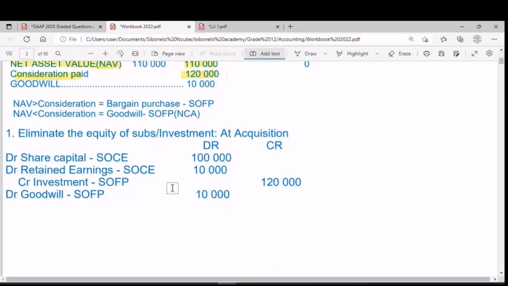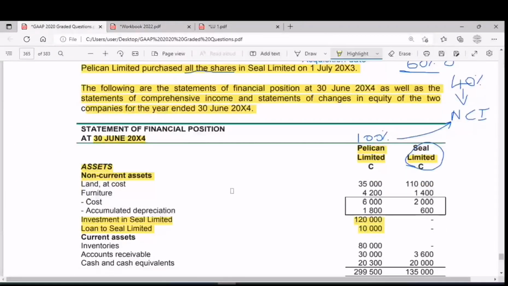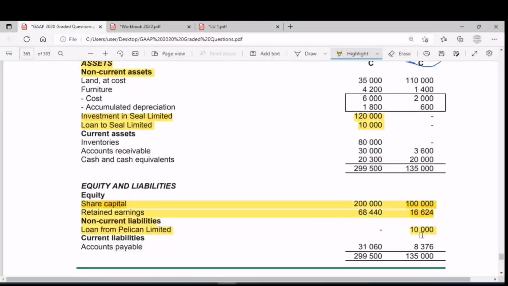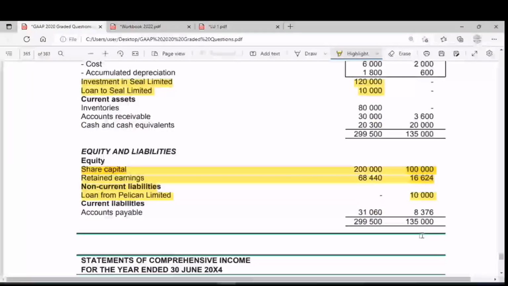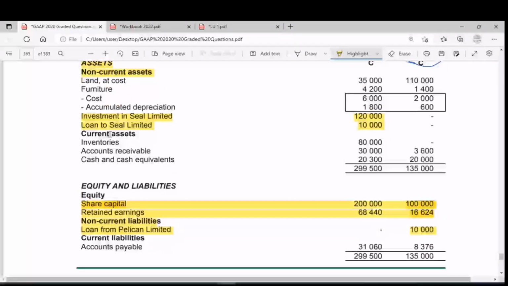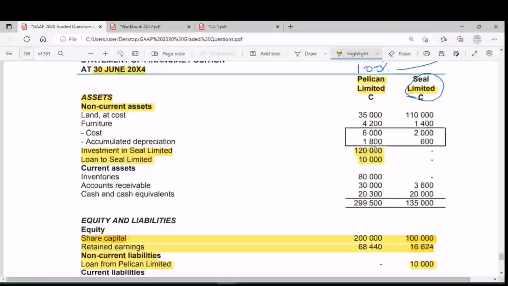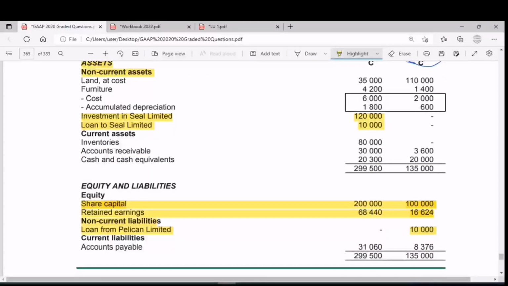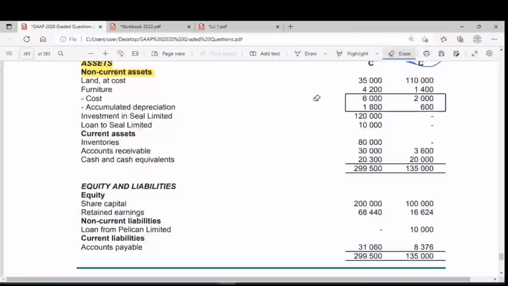This is the general or the standard pro forma entry. The others differ depending on which intra-group transactions you are given. So we will do them all because we talked about them. Remember I said we have that issue of 10,000, the loan of 10,000. So this loan is from Pelican to Seal. Since the transaction happened between companies in the group, all such transactions must be eliminated.